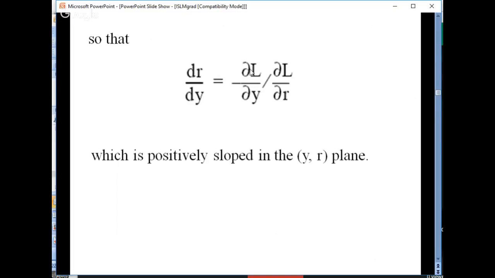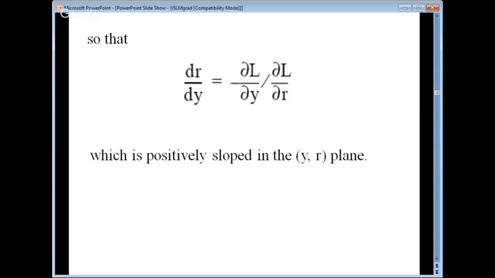So dr dy is equal to the change in money demand over Y divided by the change in money demand over R. This we saw in the denominator is negative, but what we have in the numerator is positive. But we have a negative sign right here. Can you guys see the negative sign? It's hard to see. Okay, so I have a negative and the positive makes the numerator negative, divided by the denominator, which is negative. Negative over negative gives me a positively sloped LM curve in the YR plane.